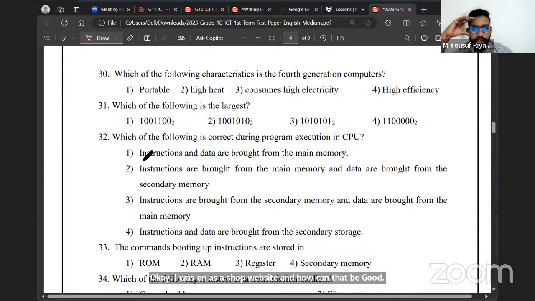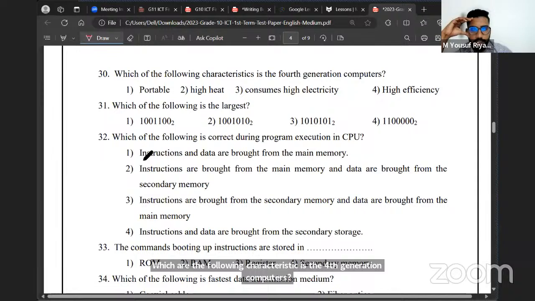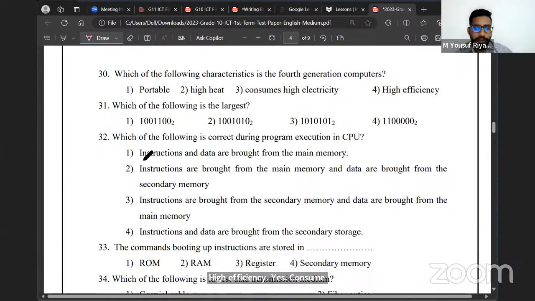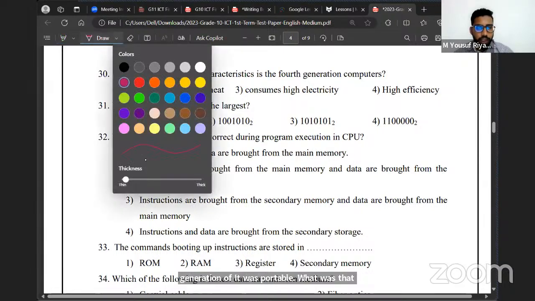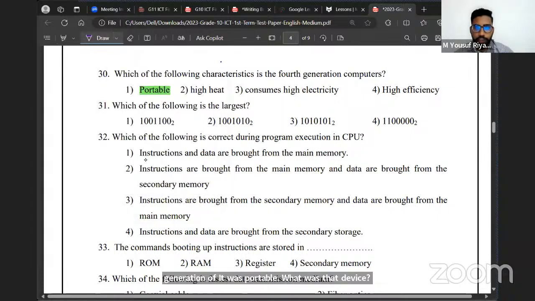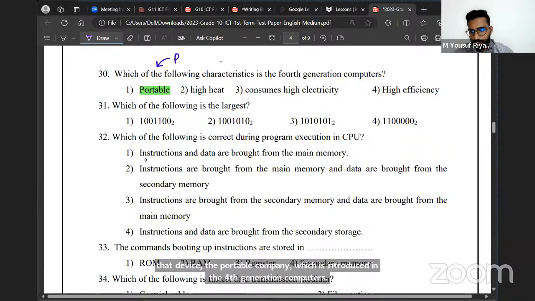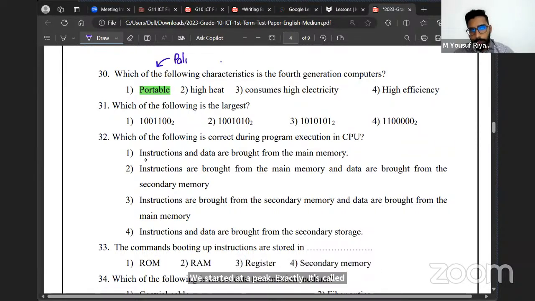Don't worry. Which of the following is a characteristic of fourth generation computers? High efficiency, yes. Consumes high electricity, comparatively okay. High heat, comparatively, yeah. But the main feature fourth generation computers had was that they were portable. What was the device introduced in the fourth generation? There was a name for that portable computer, and it started with a P. Exactly, it's called the palmtop. A palmtop is like a laptop the size of your palm. So that was created in the fourth generation of computers. Out of them, the most suitable one is the first one, portable.